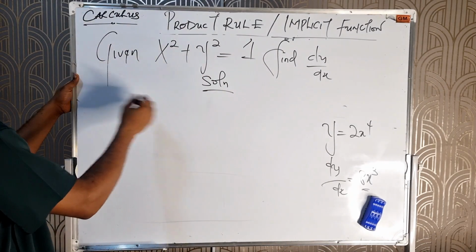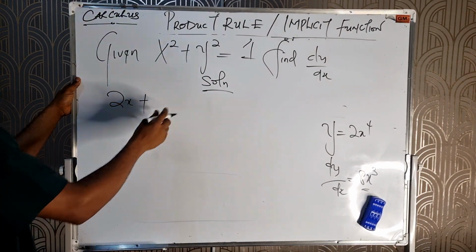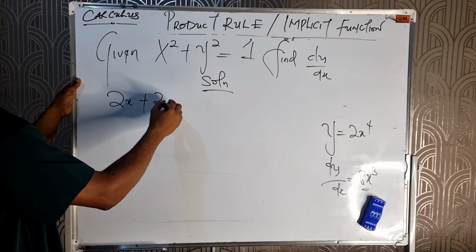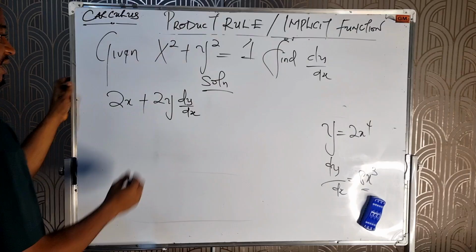Now let's see the solution to this. Let's differentiate x squared. We have 2x, plus differentiate y squared. We're going to have 2y, so I'll multiply by dy/dx. Are you seeing it now?